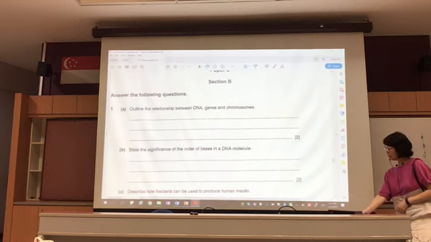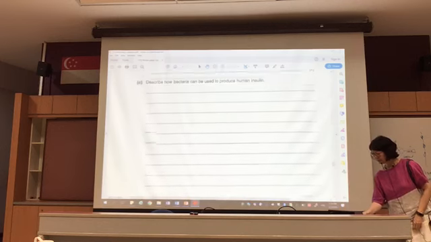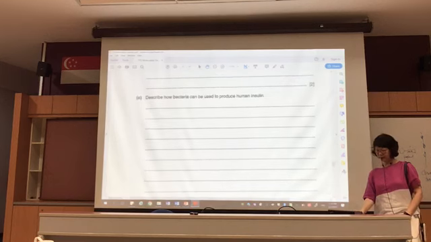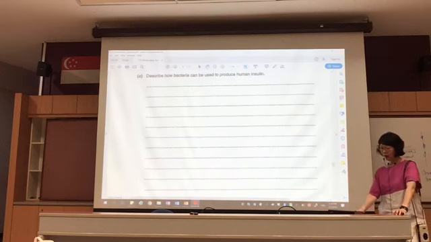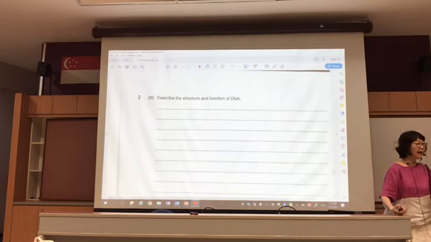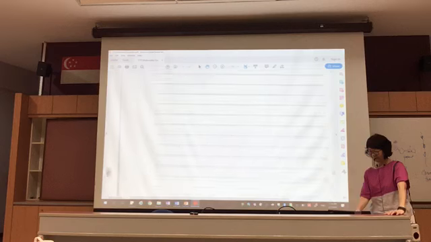Okay, next one. Describe how bacteria can be used to produce human insulin. This one, take note, is 5 marks, and came out in 2009. In other words, please go home and learn it now. Describe the whole process of how you genetically modify bacteria to produce insulin. Next one. Describe the structure and function of DNA. For the structure of DNA, you must talk about the base pairing, the polynucleotides, and the nucleotides. Learn this up.